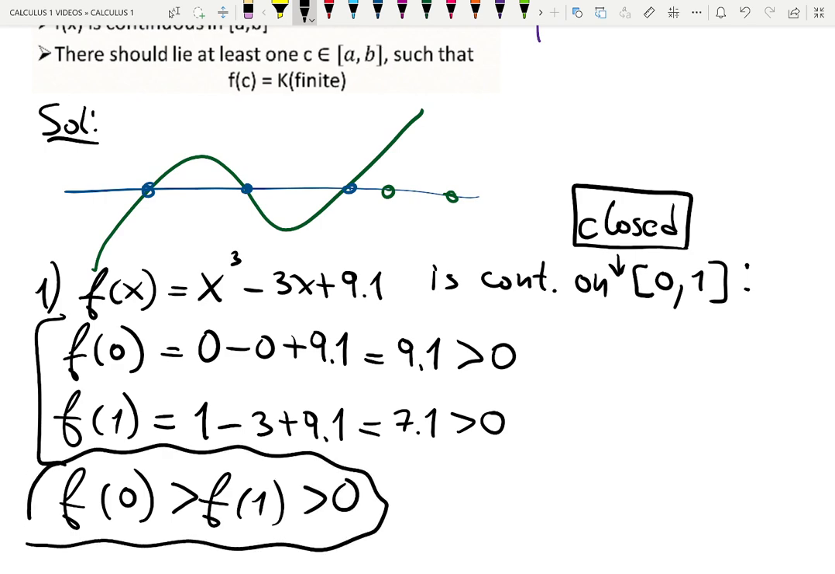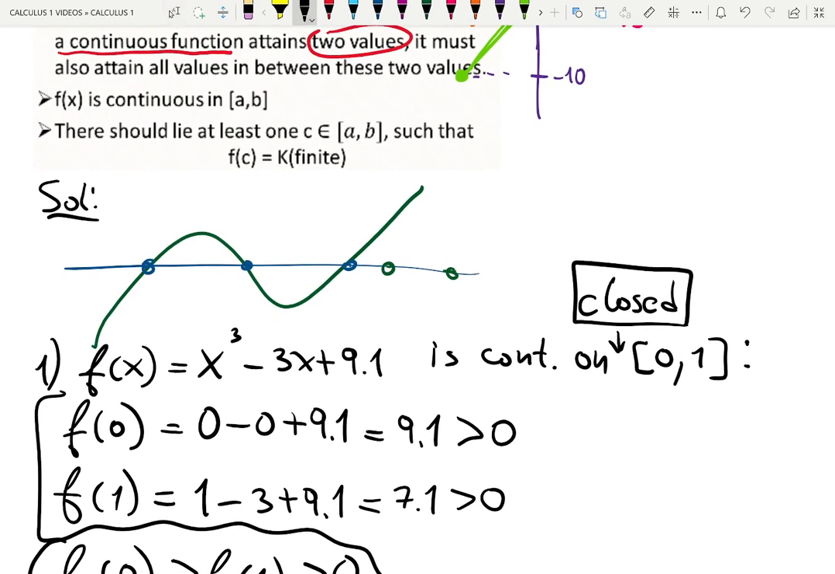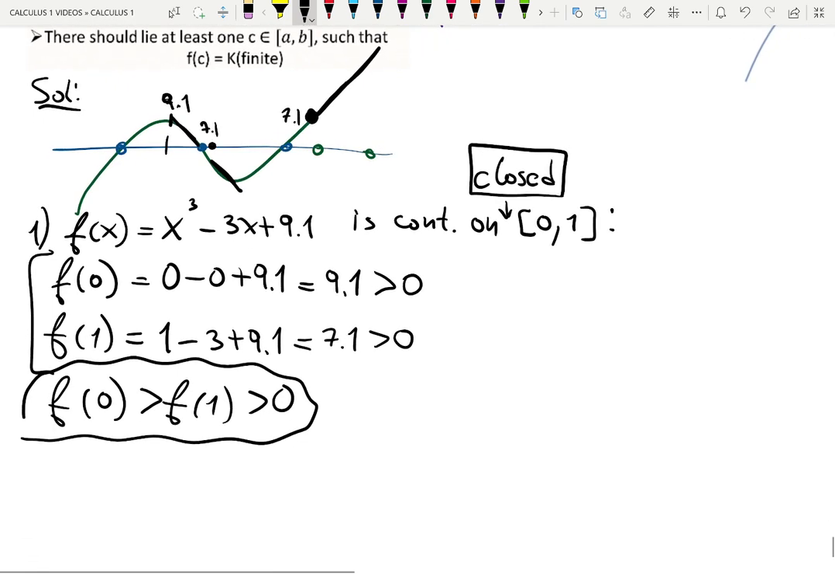Thus, we cannot claim that the function went through a 0, through a root, which means that we may be located somewhere here. We got value of 7.1. Well, it's going down here. We got value 9.1 first at 0, and then 7.1 after that. And the theorem does not tell us that there is a root on the interval from 0 to 1. So the answer is no. The intermediate value theorem does not imply that there is a root.